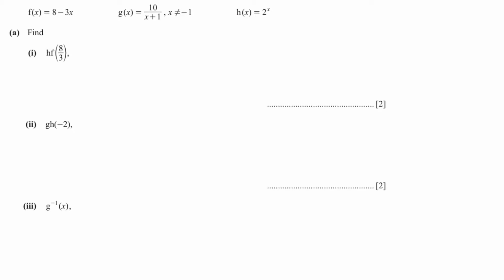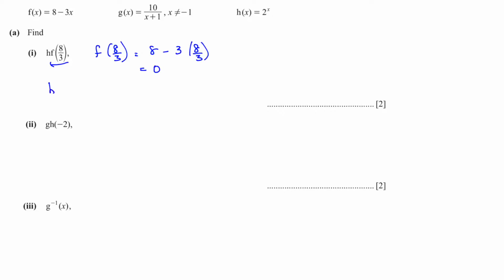So now we have a function question. We have been given f of x, g of x, and h of x. In A1, we have to find hf of 8 over 3. We work from inside out. First, find f of 8 over 3. That means wherever there is x, we'll put 8 over 3. And the answer is 0.